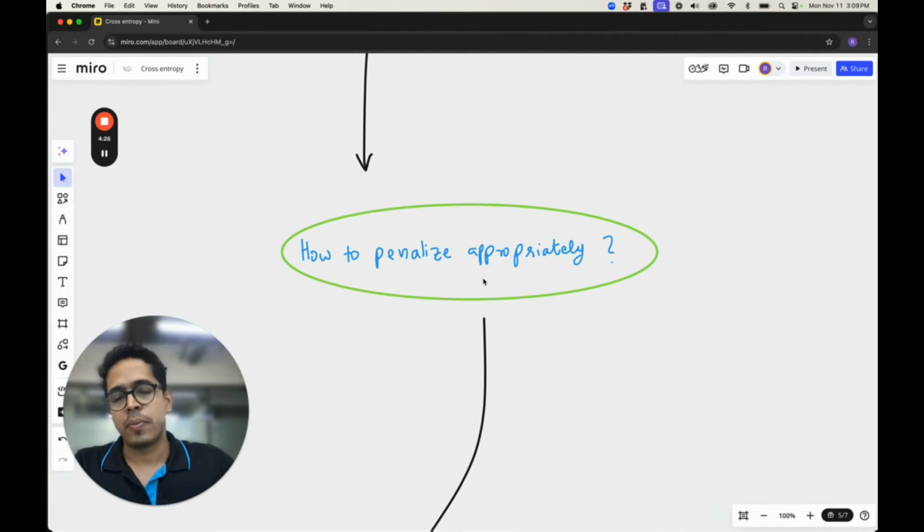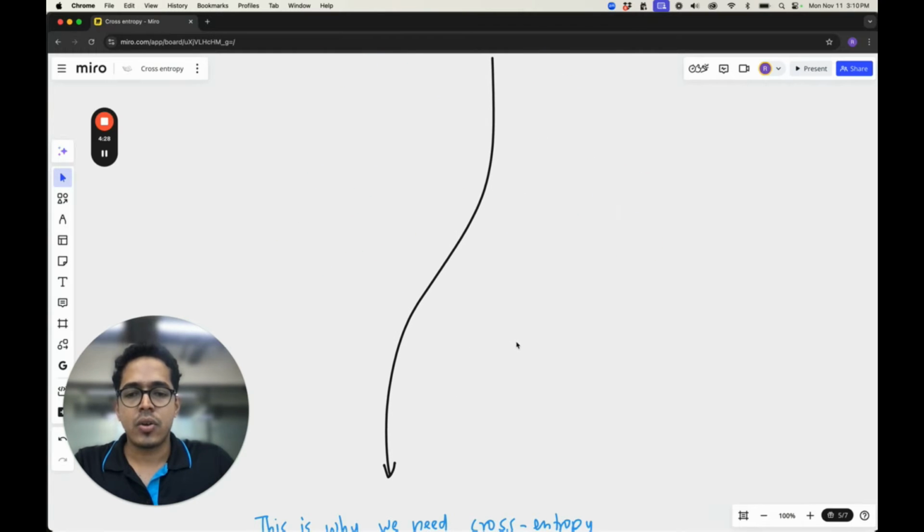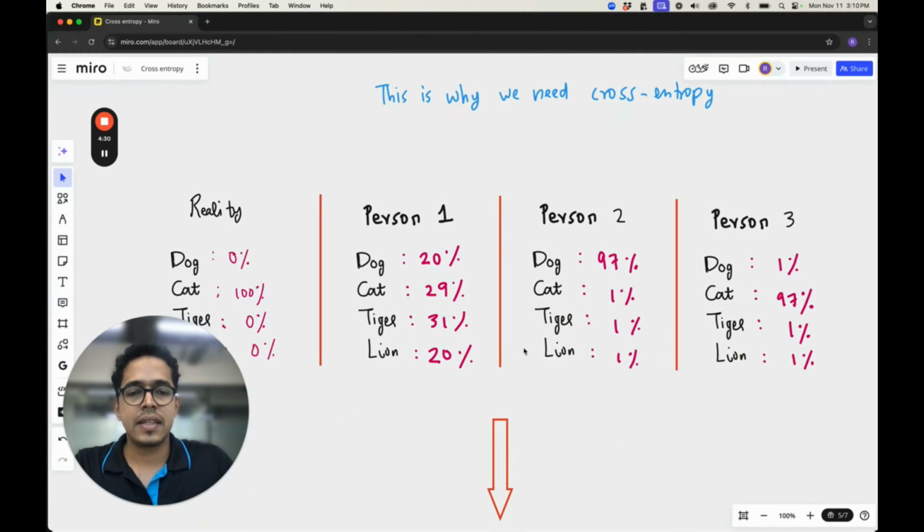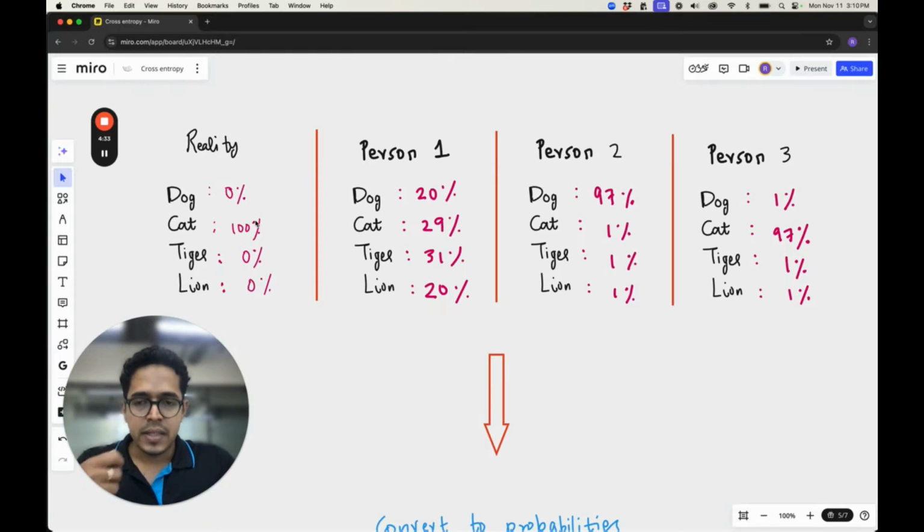This is where cross entropy loss can help you. So in cross entropy loss, we discuss not in terms of percentage probability, but in terms of probability that ranges from 0 to 1. So first thing is, look at what the reality is and compare that with the predictions that are made by person 1, 2, and 3. So the reality in this case is that the stick figure is that of a cat. That means the probability distribution is something like 0% attributed to dog, tiger, and lion, and cat is 100%. So this is the reality.